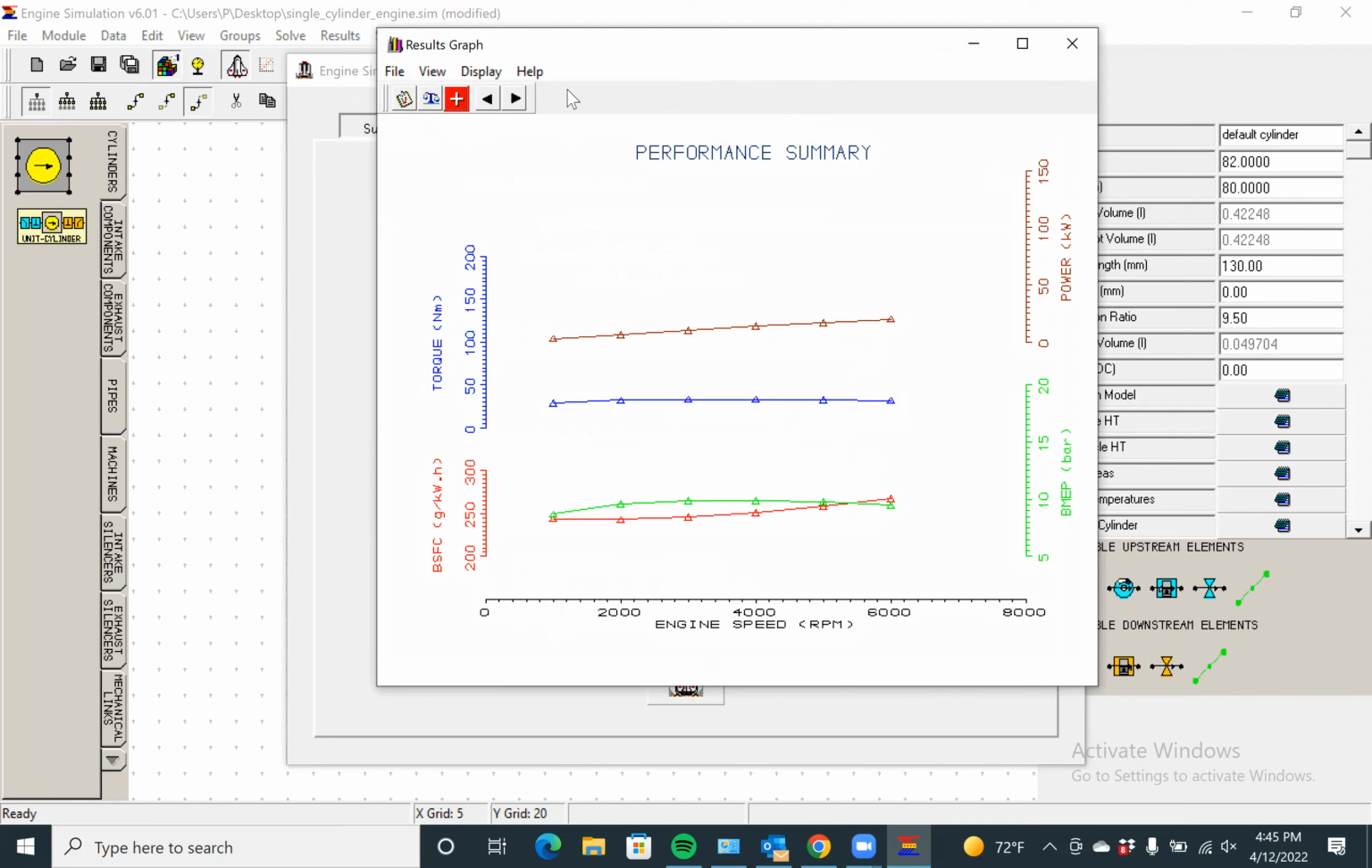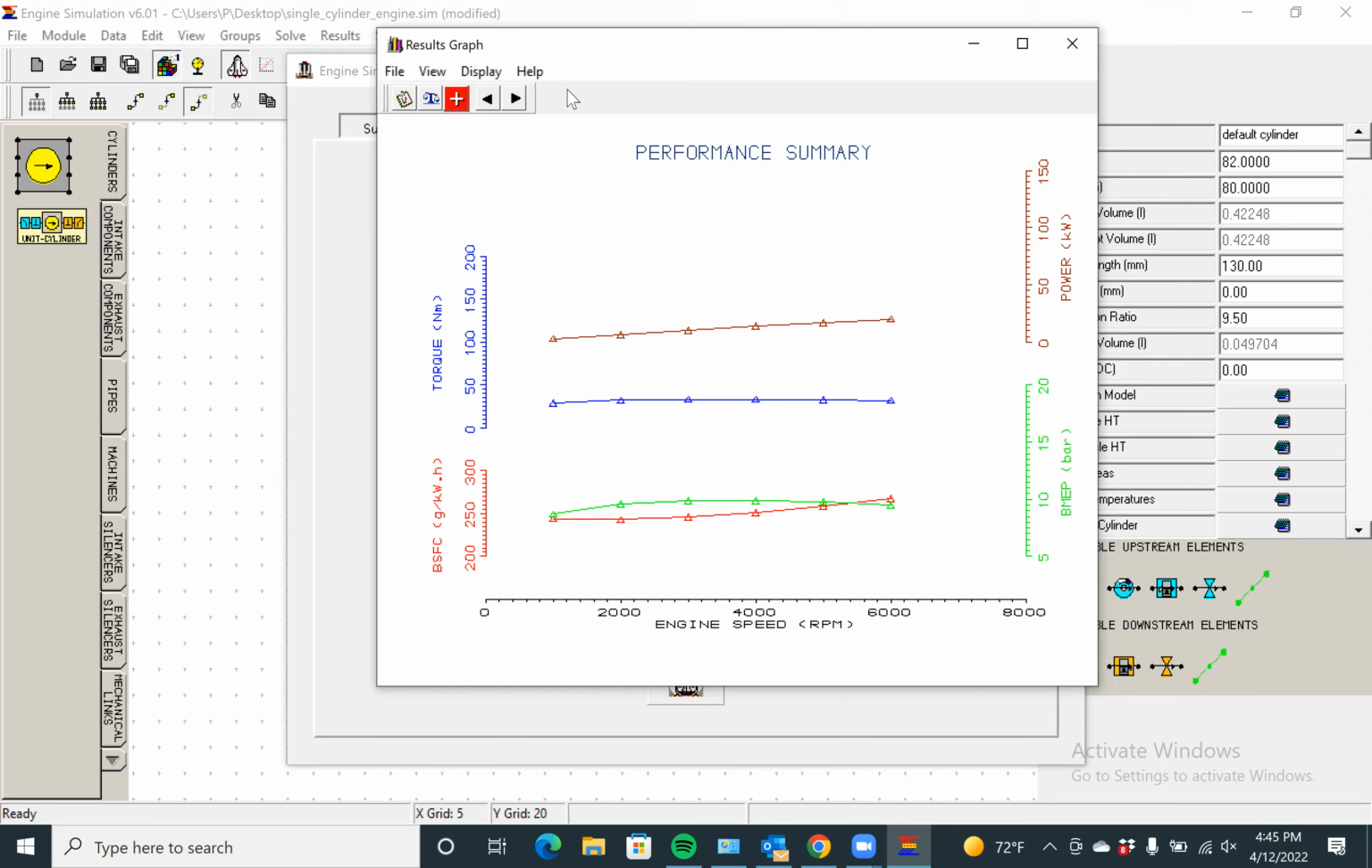As engine speed changes, what is the power output of the engine? So as you can see, that red line is the power output. As speed is increasing, the power is increasing. Torque line is fairly flat.